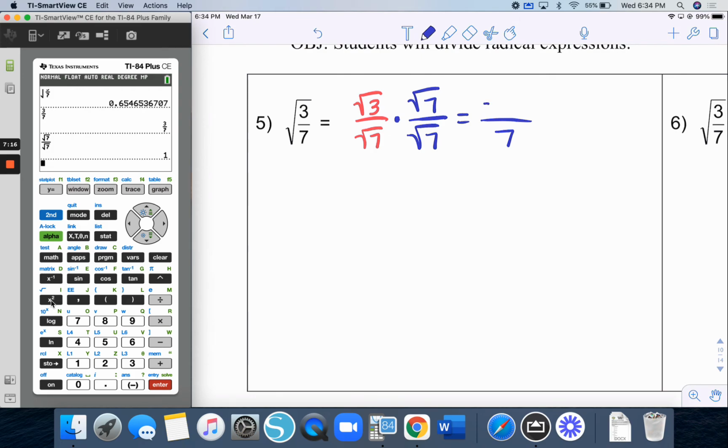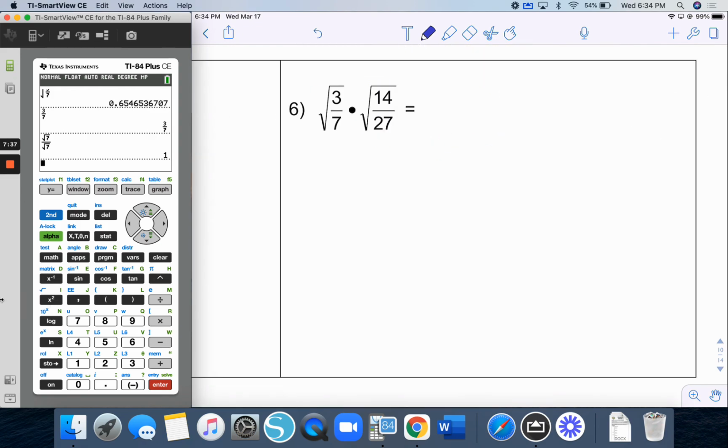On the top, 3 and 7 combine to make 21. Now, if I could simplify the square root of 21, I would, but 21 is just 3 times 7, and both of those can't be broken down any further, so this is going to be my answer. And then number 6, double check in the calculator first. We don't get anything pretty.